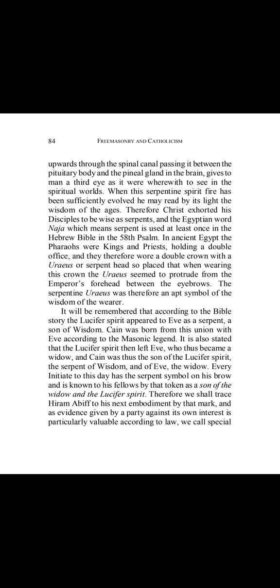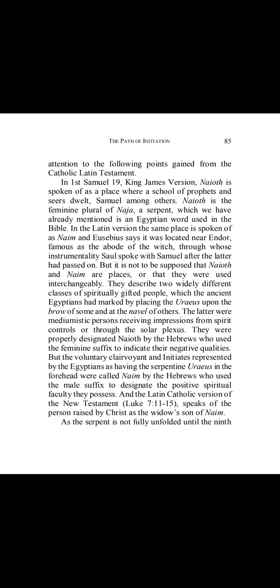Therefore we shall trace Hiram Abiff to his next embodiment by that mark, and as evidence given by a party against its own interest is particularly valuable according to law, we call special attention to the following points gained from the Catholic Latin Testament. In 1 Samuel 19, King James Version, Naioth is spoken of as a place where a school of prophets and seers dwelt, Samuel among others. Naioth is the feminine plural of Najah, a serpent, which we have already mentioned is an Egyptian word used in the Bible. In the Latin version, the same place is spoken of as Naim, and Eusebius says it was located near Endor, famous as an abode of the witch, through whose instrumentality Saul spoke with Samuel after the latter had passed on.